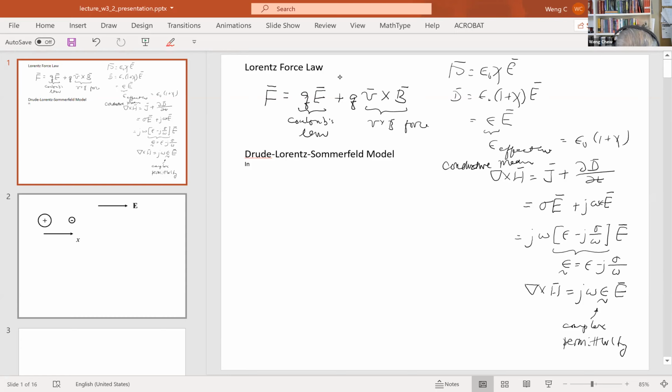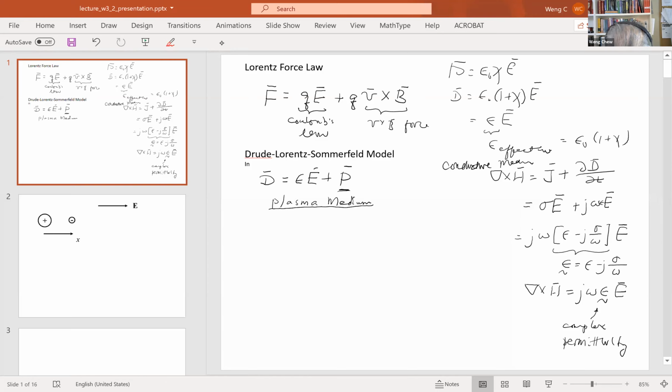Let's go back to the case where we have the electric flux. Okay, and then we're going to find a rather different way of finding P. And this P that we are going to find is for plasma medium, or just plasma. And plasma happens when you have a nucleus, you have an electron, and if the electron gets broken away from the nucleus and they're free to roam, that happens in the ionosphere.